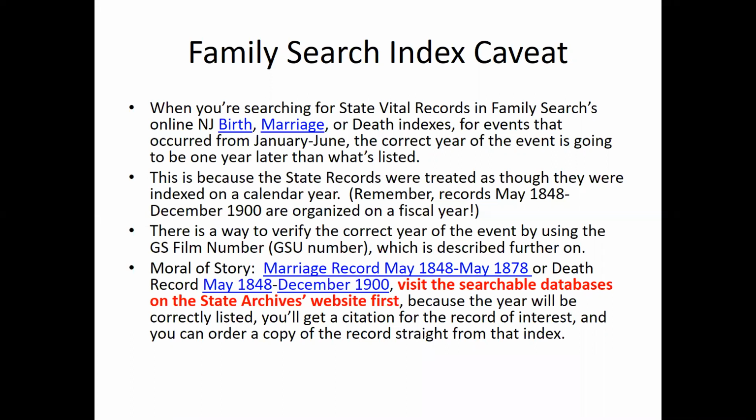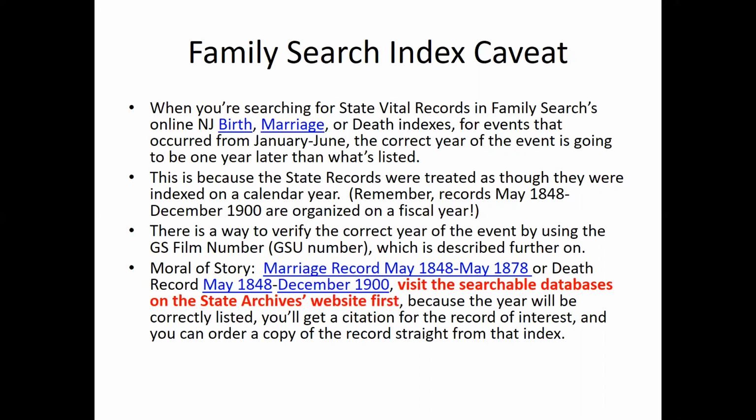when Family Search constructed the New Jersey birth, marriage, and death indexes that they have available on their website, they amalgamated not only the state vital records indexes, which are organized on the fiscal year, but also private organizations, mostly church records. And so their indexes are all on the calendar year.